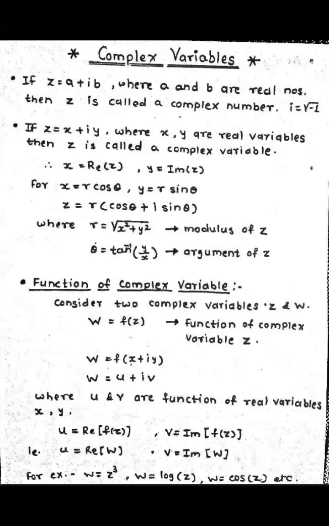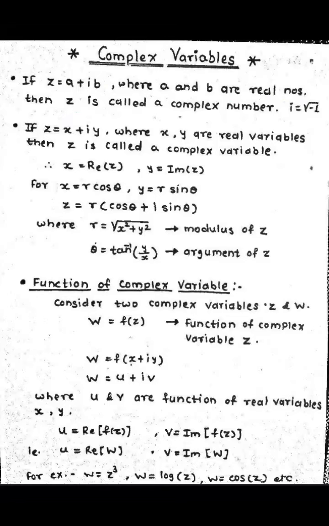This video is on the topic complex variables. If z is equal to a plus ib, where a and b are real numbers, then z is called a complex number, where the value of i is root of minus 1.